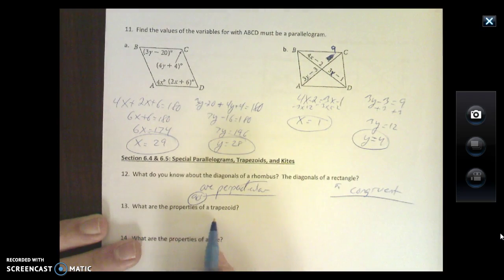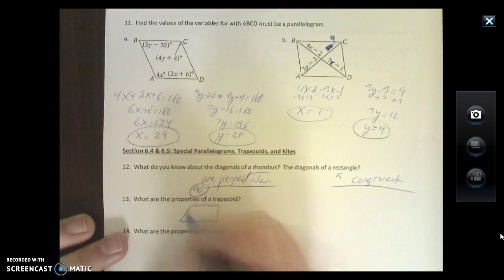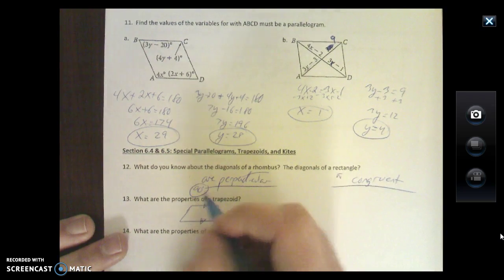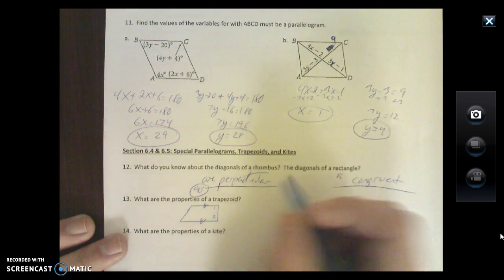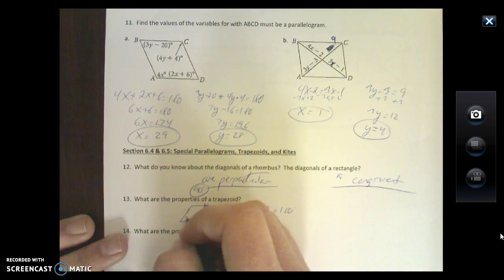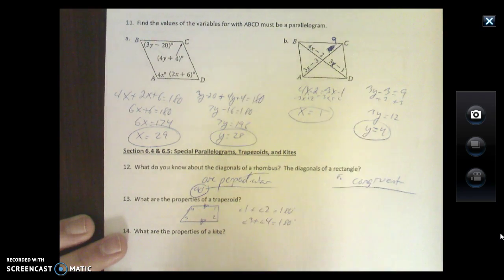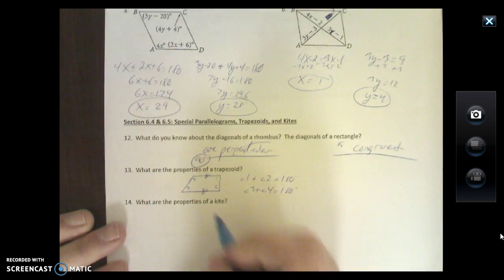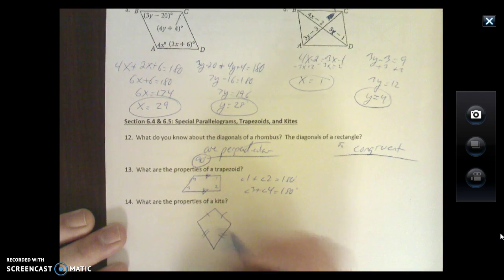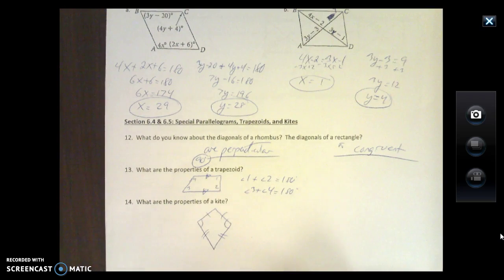Okay. Properties of a trapezoid: one pair of parallel sides. Angles right across from the parallel sides have to add to 180. Same thing over here. Okay. And lastly, for a kite, I got 2 pairs of adjacent congruent sides and 1 pair of congruent angles across from each other. Alrighty?